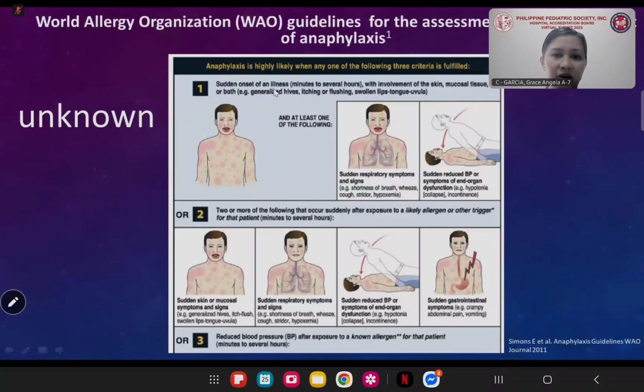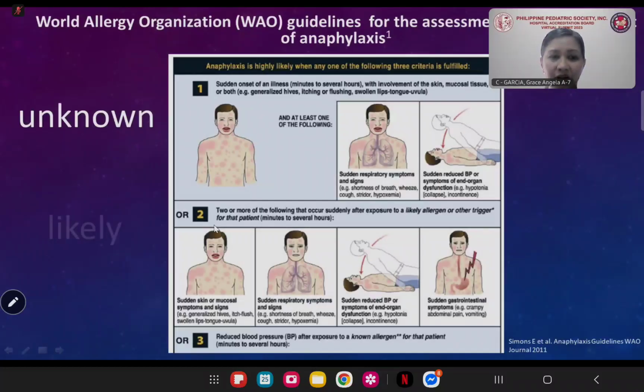One, a sudden onset of an illness within minutes or several hours with involvement of the skin, mucosal tissue, or both, such as generalized hives including itching, flushing, swollen lips, tongue, or uvula. And at least one of the following: respiratory symptoms, or a sudden reduction in blood pressure or end organ dysfunction, hypotonia, collapse, or incontinence. This would be for an unknown trigger.